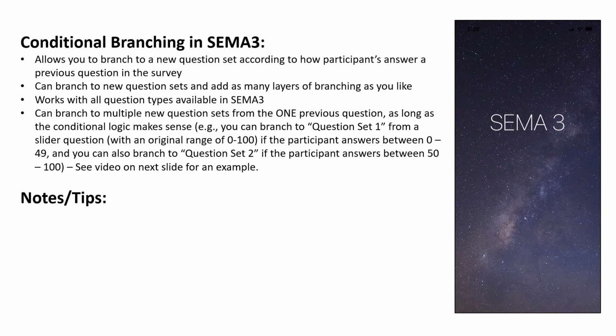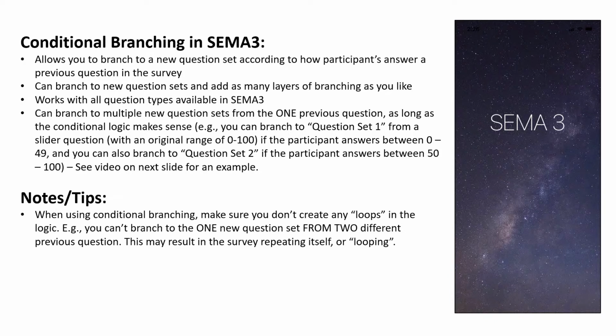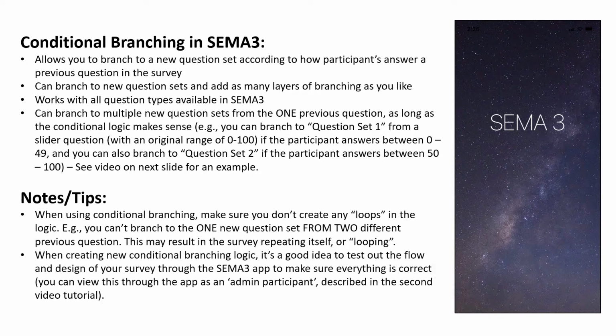I've just got some notes and tips here as well. The first one is when using conditional branching, just make sure you don't create any loops in the logic. For example, you can't branch to one new question set from two different previous questions. This might result in the survey looping or repeating itself.